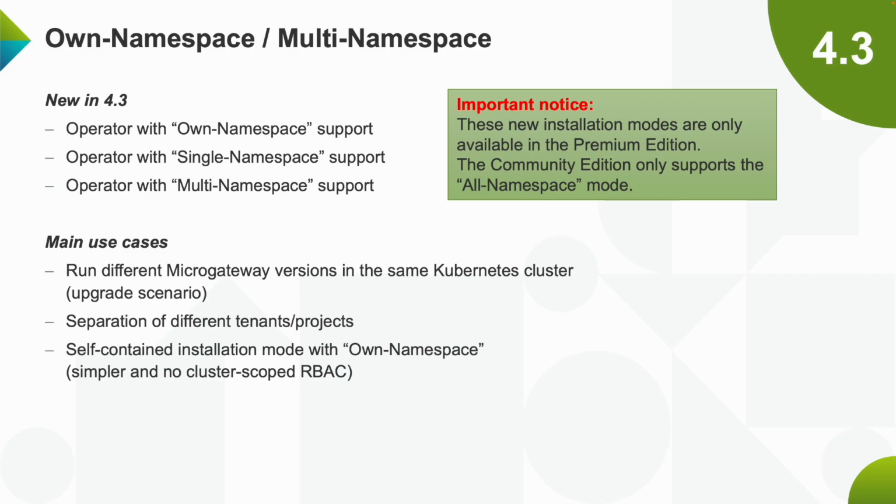Separate tenants or projects from each other, either with different Microgateway versions or simply to ensure that tenants or projects cannot interfere with each other. Have a self-contained installation mode with own namespace, where the Microgateway operator and the protected workload are in the same namespace. This also means that no cluster-scoped RBAC is required.